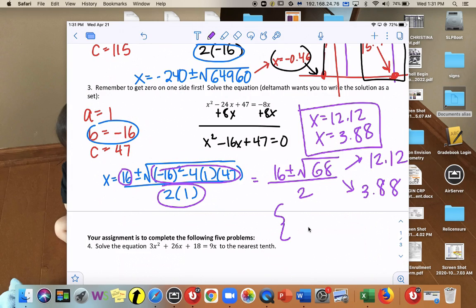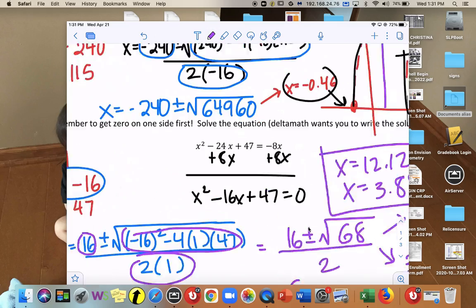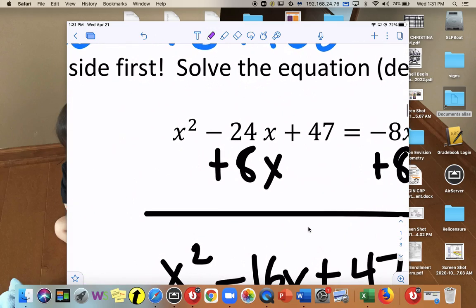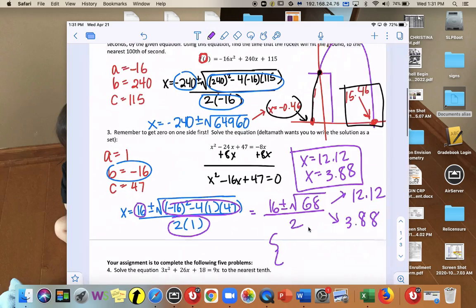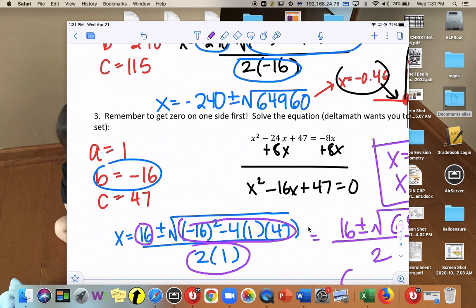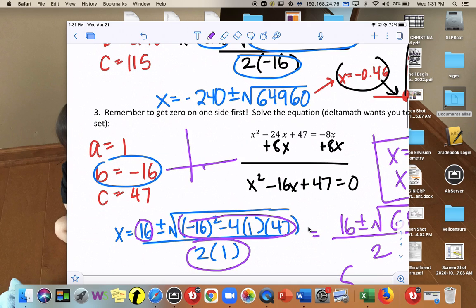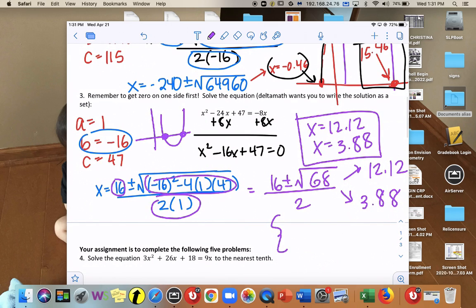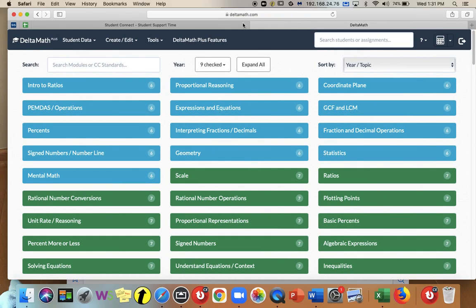And again, the reason why there are 2 answers while we wait is if you notice, this quadratic is a smiley face because the x squared is positive. So this is saying at 12.12 and at 3.88, that's where your quadratic is going to cross. So that's why we have the 2 answers, because it crosses twice. Okay, so did it load? Yes, it did.